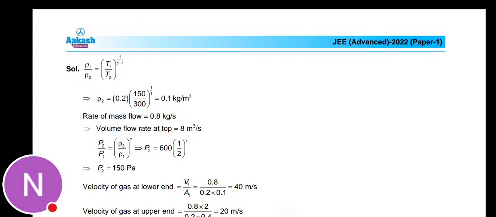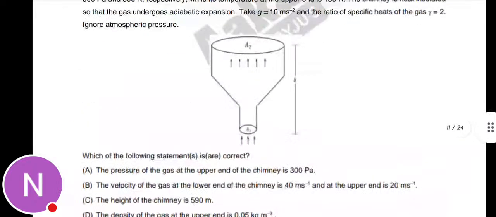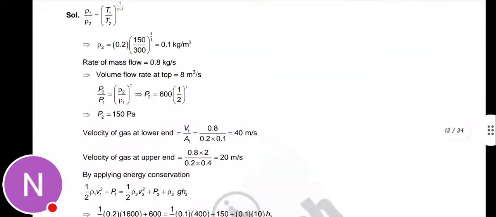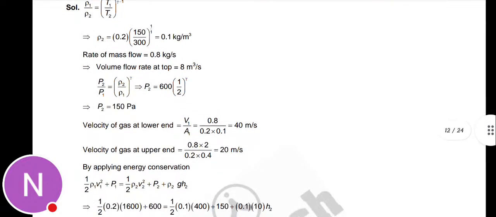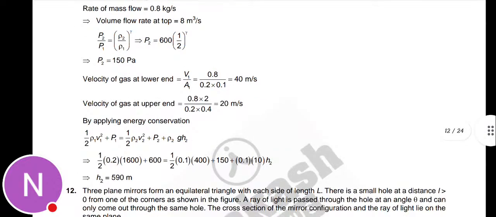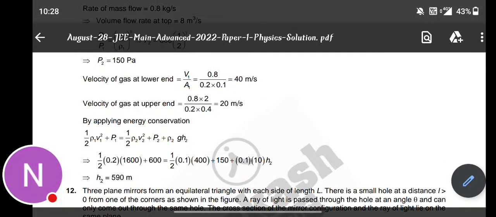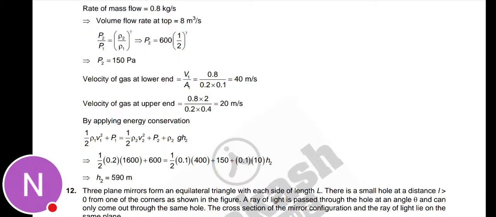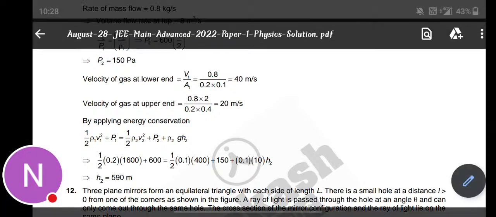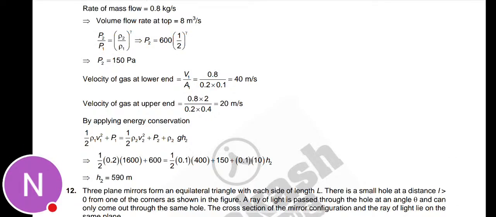P2 by P1 is equal to ρ2 by ρ1 to the power γ, so P2 is equal to 600 into 1 by 2, since ρ2 is 1 and ρ1 is 2, so 1 by 2. That is P2 is equal to 150 Pascal. Now the velocity of the gas at the lower end, the formula is V1 equal to A by ρ1 A1, that is 0.8 by 0.2 into 0.1, that is equal to 40 meter per second. Velocity of gas at the upper end is 0.8 by 0.1 into 0.4, and we get 20 meter per second.